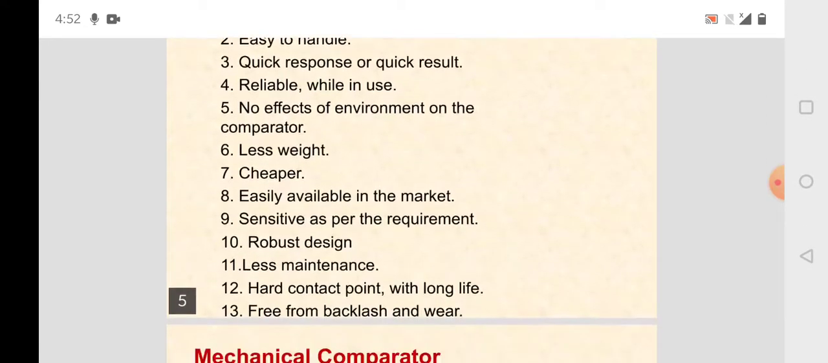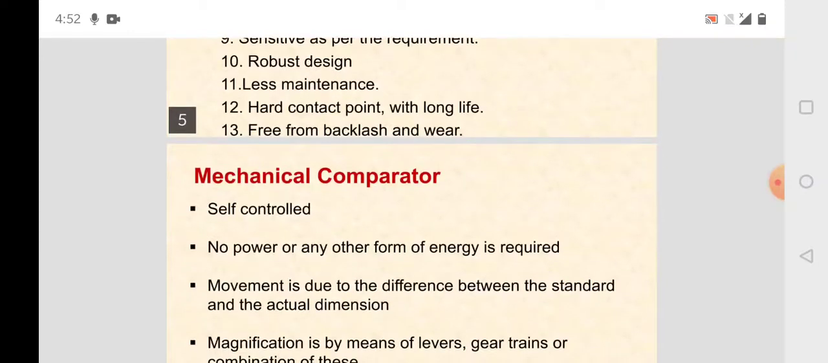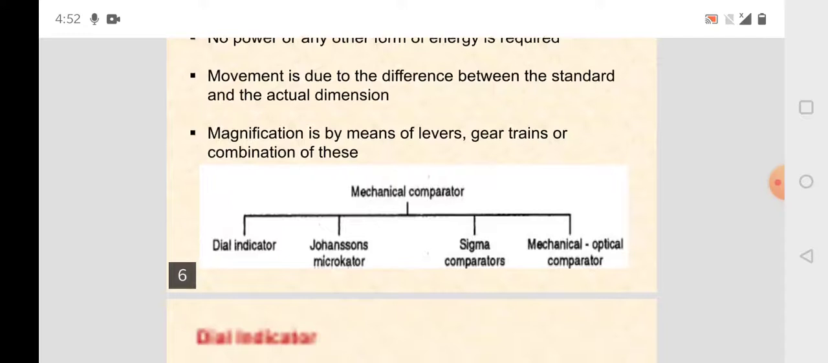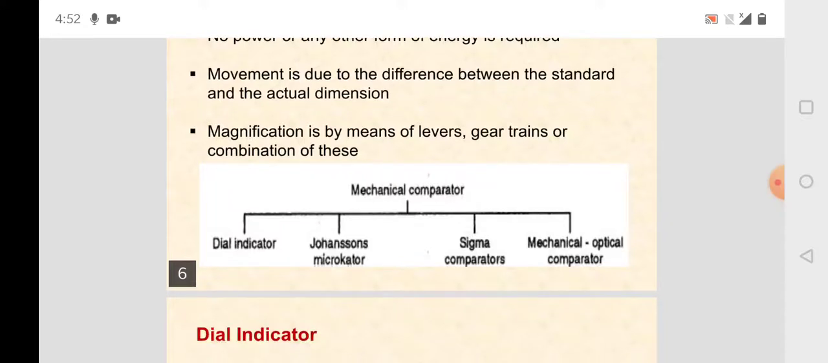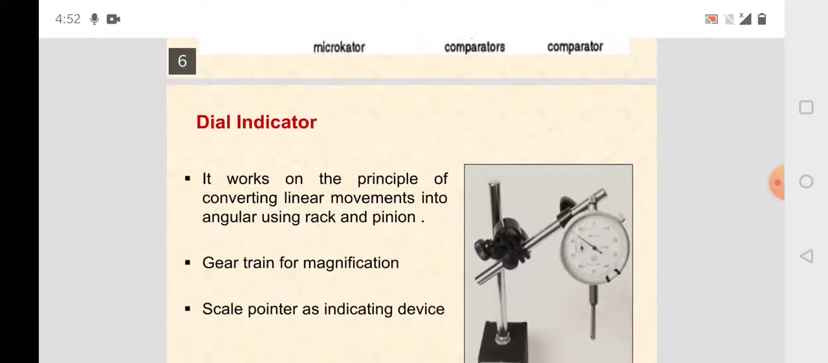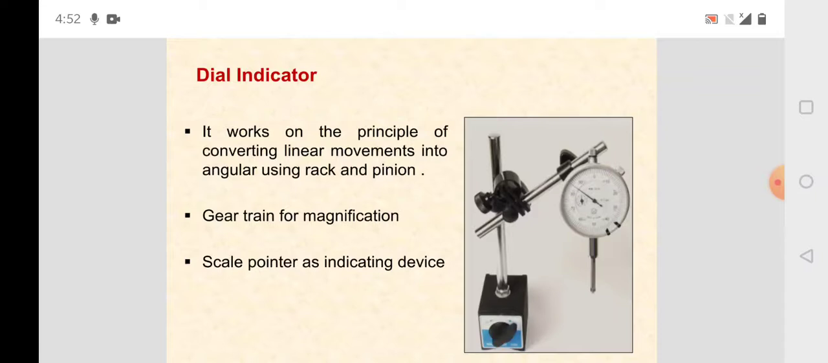So today we will see the comparators. The first one is the mechanical comparator, and this mechanical comparator is again of four types that we have seen last time: dial indicator, Johnson's microcator, sigma comparator, and mechanical optical, which is a combination of two, mechanical and optical. So first in this is the dial indicator.